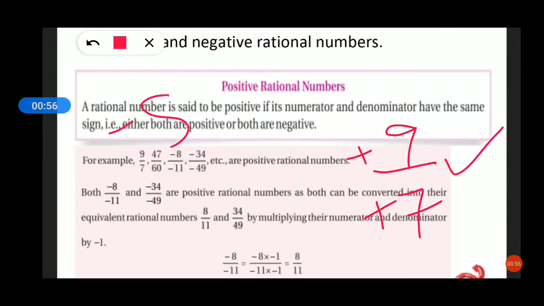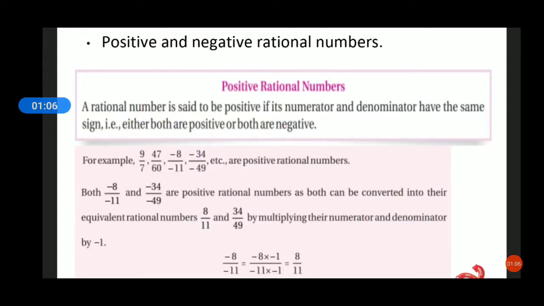And for example, we have minus 8 by minus 11. Here, for both numerator and denominator we have the same sign, that is minus minus. So this is also a positive rational number. If we have the same sign for both numerator and denominator, then it is a positive rational number. Understood, students? Now we will see what a negative rational number is.